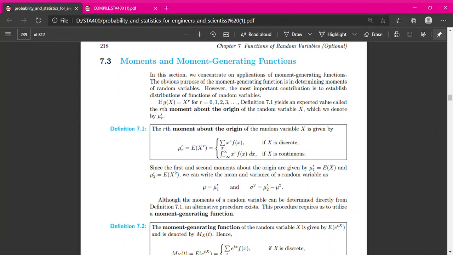Dia kata in this section we concentrate on the application of the moment generating function. The obvious purpose of the MGF, ataupun moment generating function, adalah to determine the moment of random variables. You know what is the random variables? We denote the random variable as X ataupun Y ataupun Z, kan? Then kita akan dapatkan moment of that random variable. So how to find the moment? Kita boleh gunakan moment generating function.